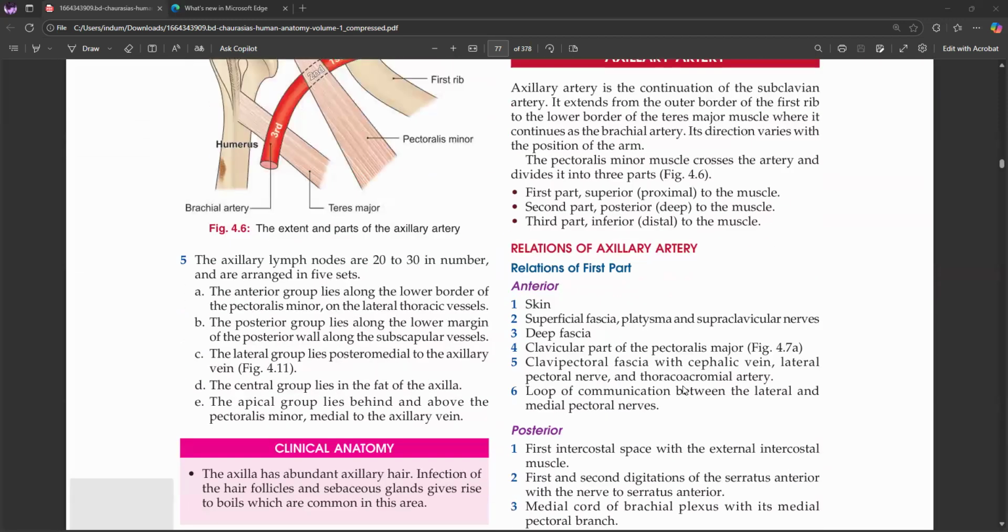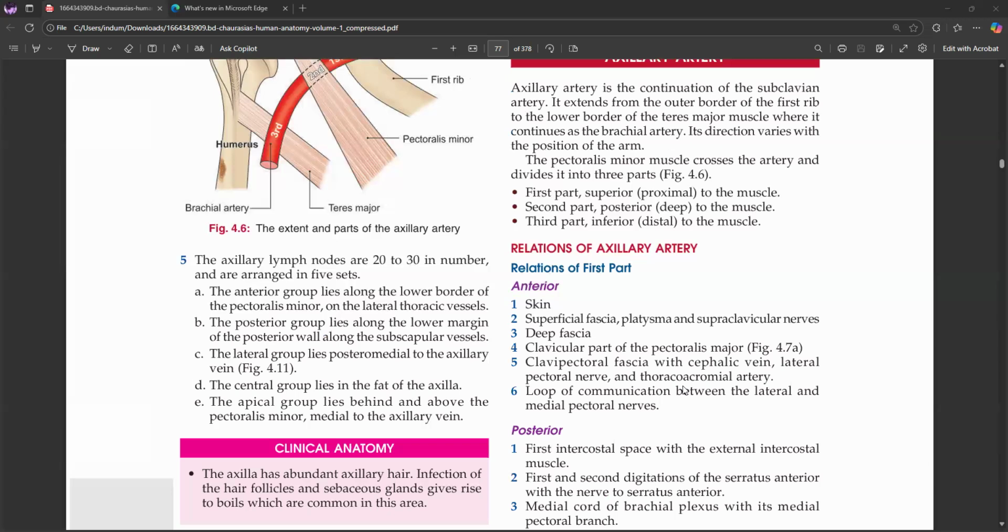Axillary artery. The axillary artery is the continuation of the subclavian artery. It extends from the outer border of the first rib to the lower border of the teres major muscle, where it continues as the brachial artery. Its direction varies with the position of the arm. The pectoralis minor muscle crosses the artery and divides it into 3 parts.